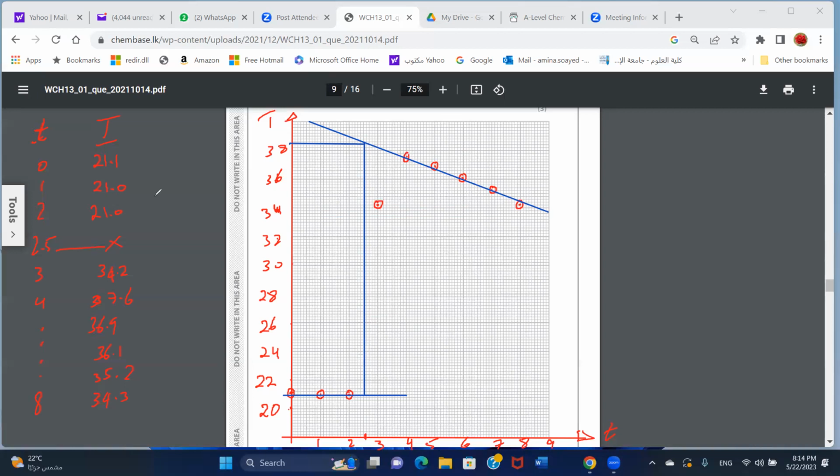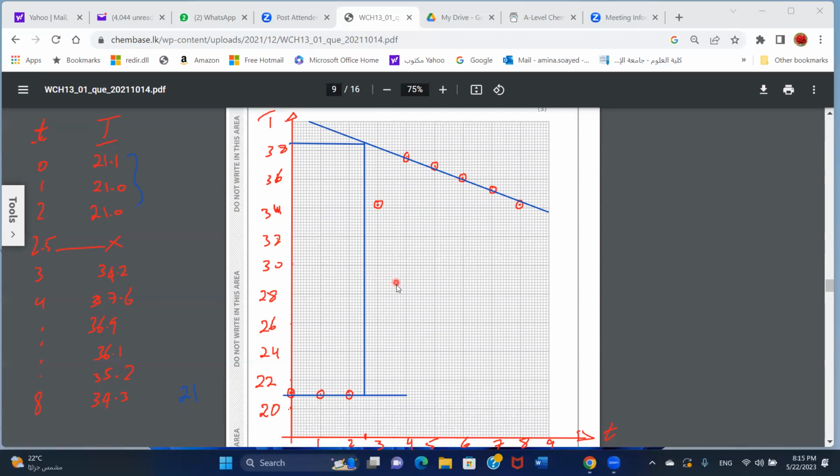22.5. No, the initial. Oh, sorry, 22.1. It's 21 only. This is 21, isn't it? Okay. So it's 21. And what is the final temperature? That's 34.3. Where is this? I was reading from the table that you wrote. No, we don't read from the table. We read here from the graph, isn't it? We read from the graph.